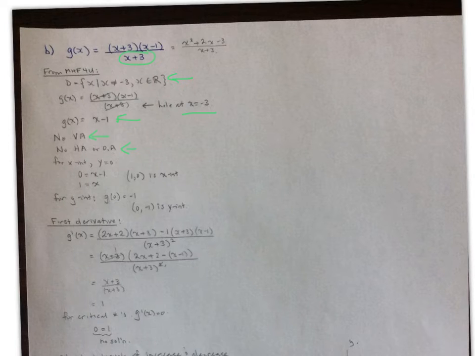There's also no horizontal or oblique asymptote because, again, the simplified form takes us to what looks like a linear relationship there. For my x and y intercepts, I've calculated those by letting x equal 0 and y equal 0 for the alternate ones, and I get (1, 0) as my x-intercept and (0, -1) as my y-intercept.